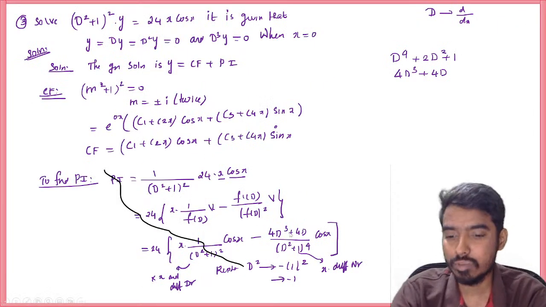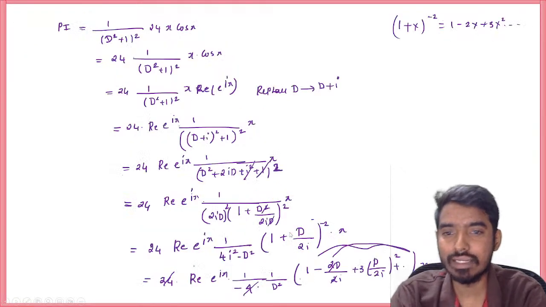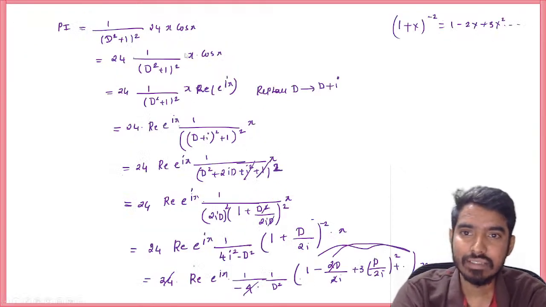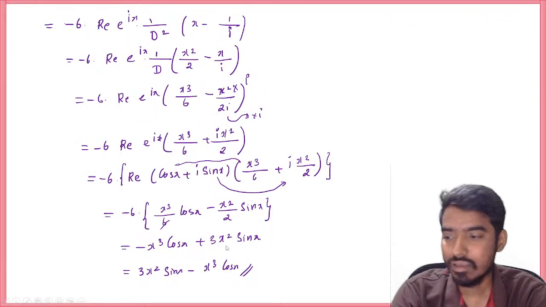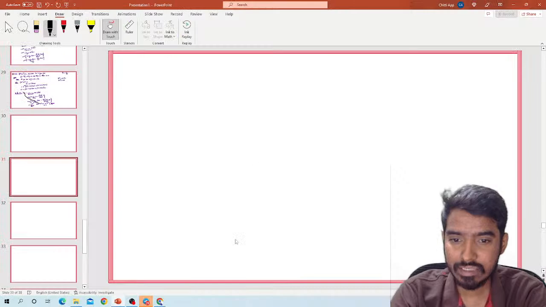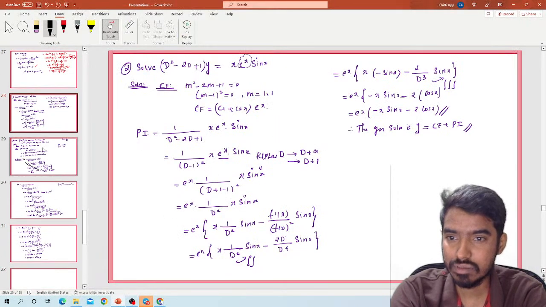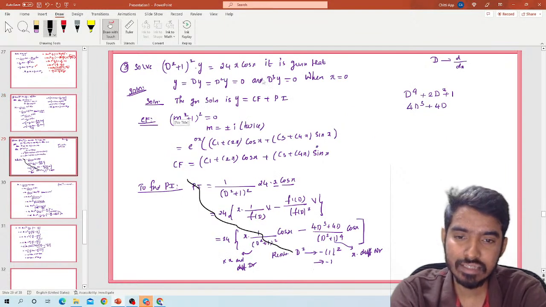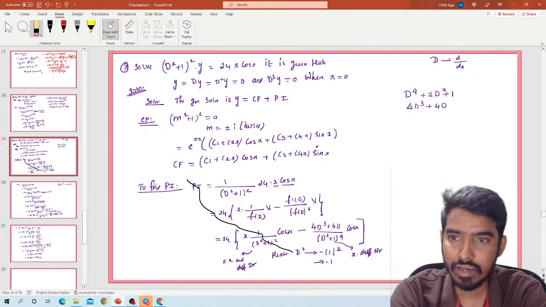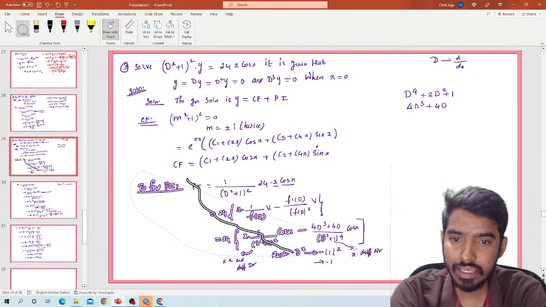So this method seems to be very easy, right? So rather than applying the formula twice, I'm just writing this cos x as e power ix, and then I'm doing all the necessary things. So 3x square sin x minus x cube cos x is your required PI. But we still have not finished with the problem. We need to find the constants also using this, right? So therefore, this PI is not needed.